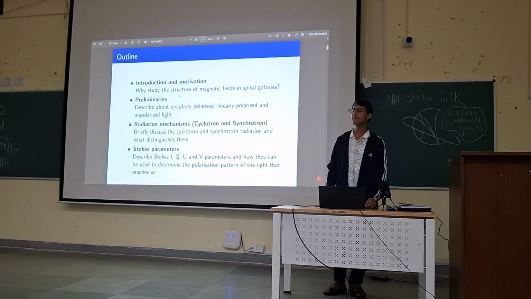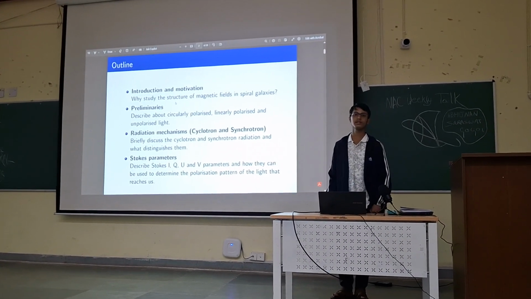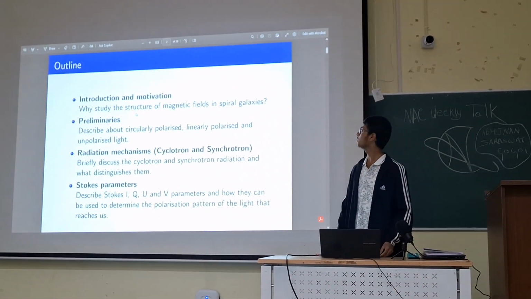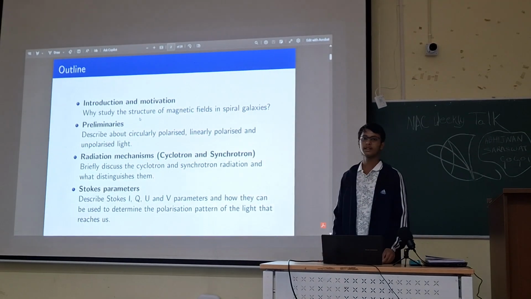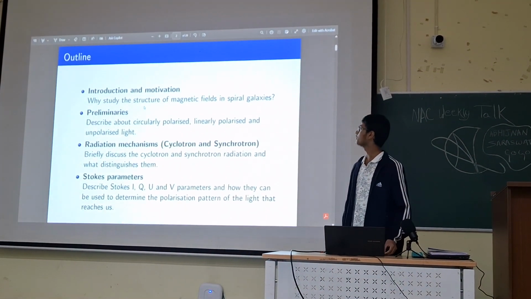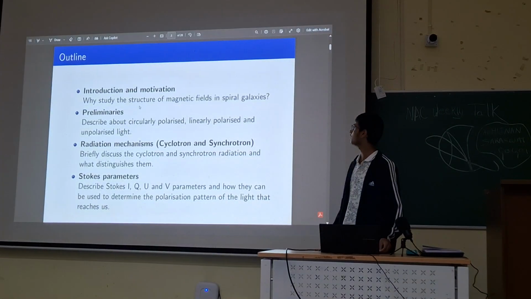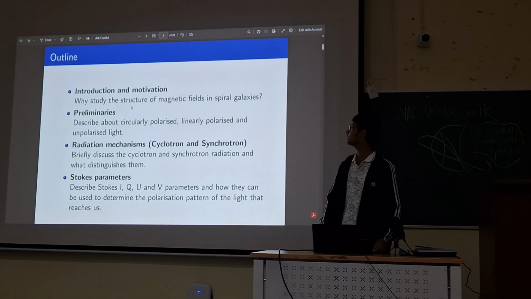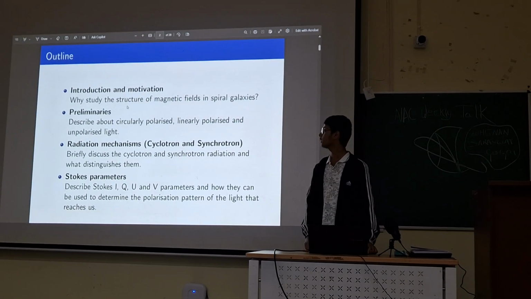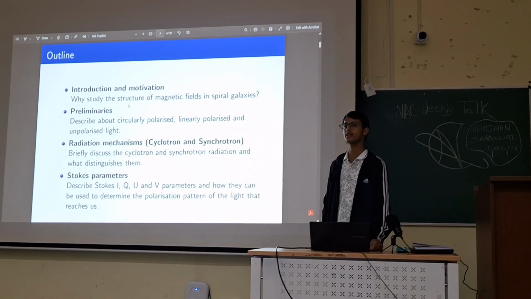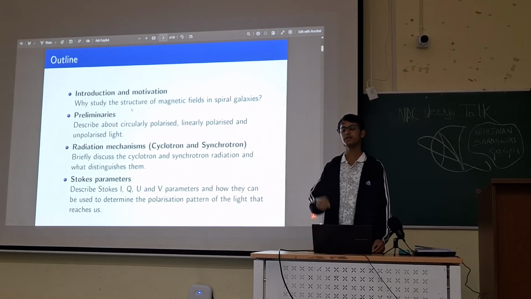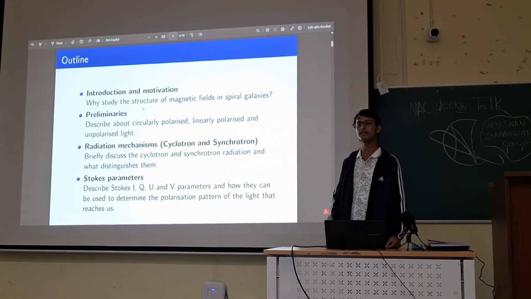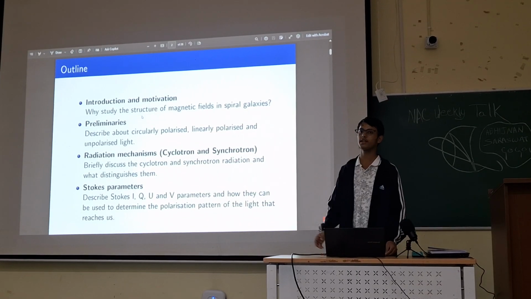Basically, I'll be going through the introduction and motivation. So, why do we want to study the structure of magnetic fields in galaxies? After that, we will cover some preliminaries, like circularly polarized, linearly polarized, and unpolarized light, just so that we are all on the same page. Then we will look into radiation phases like cyclotron and synchrotron radiation that occur in these galaxies, and we will also see what distinguishes these two different types of radiation.